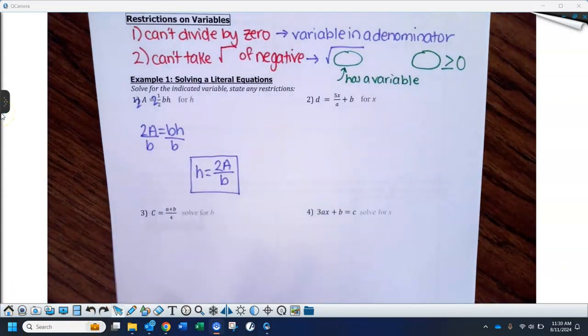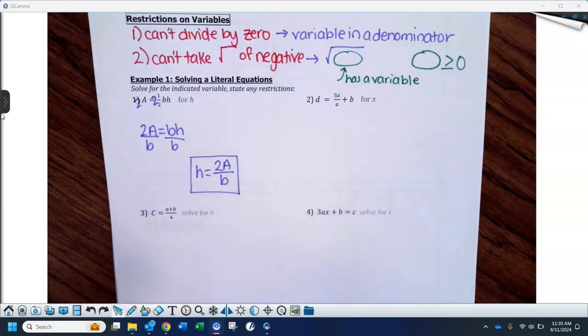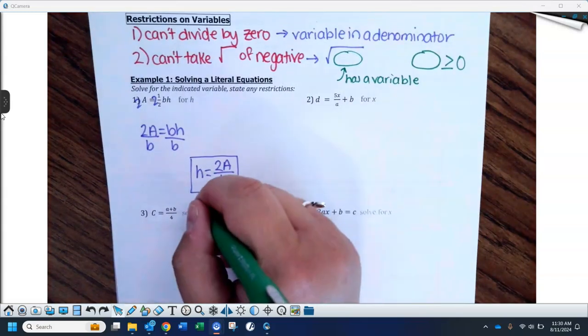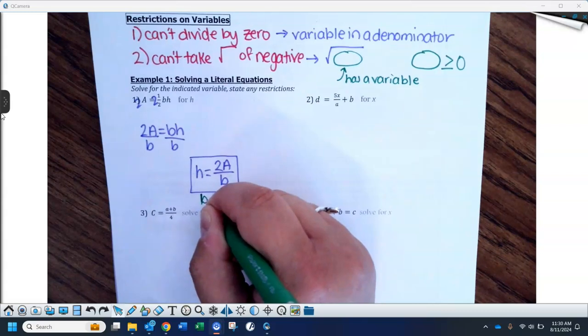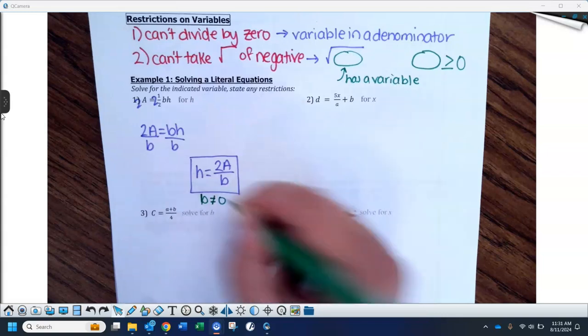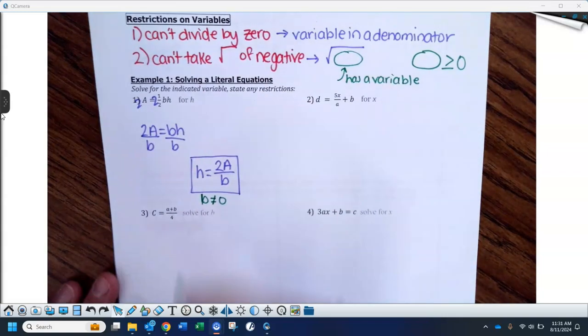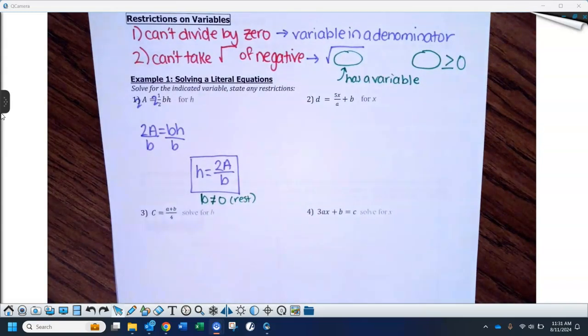And in terms of a restriction, we will have a restriction in this question because I do have a variable in the denominator. So we don't want to divide by 0. The only thing that could cause that to happen is if b were equal to 0. So literally all you have to do for your restriction, you just say b cannot be equal to 0 because that would cause us to divide by 0. That's my restriction right there.